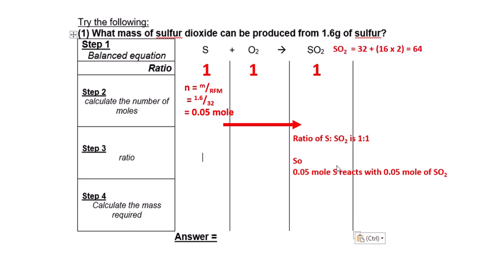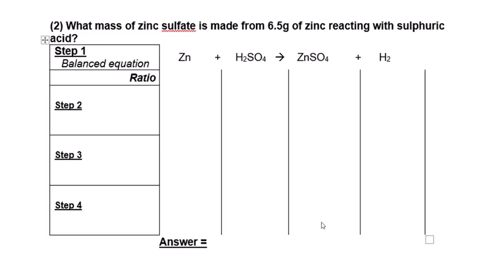0.05 mole of SO2. And then the mass, well, we know that 1 mole of SO2, by totaling up the formula, get the RFM, 32 plus 16 times 2 is 64. So we know 1 mole is 64, and then we multiply our 64 by 0.05, and that'll give us 3.2 grams. So our answer is 3.2 grams.